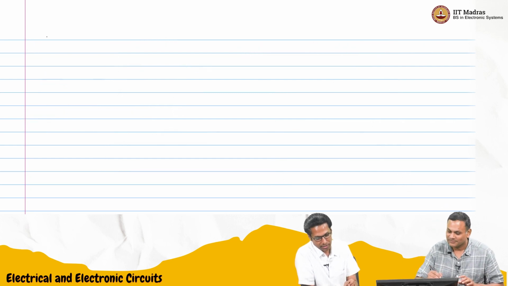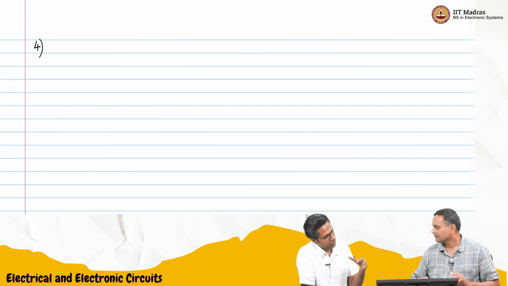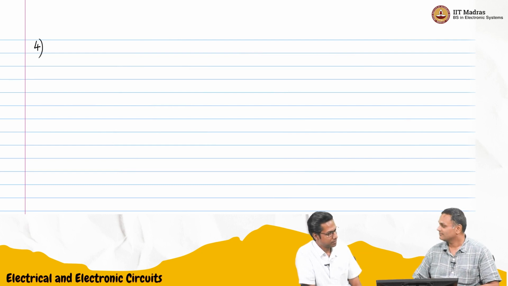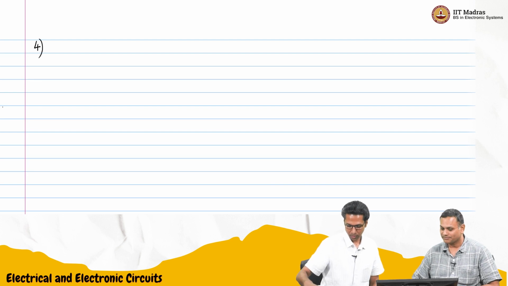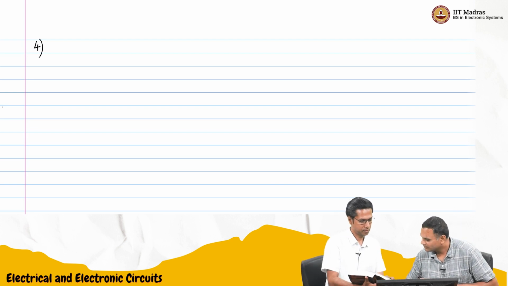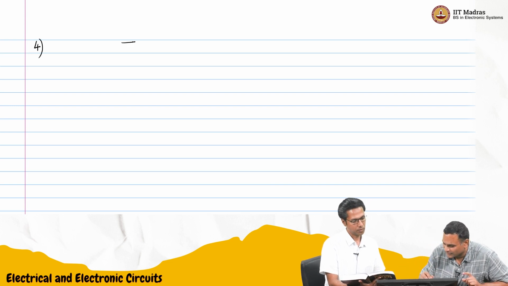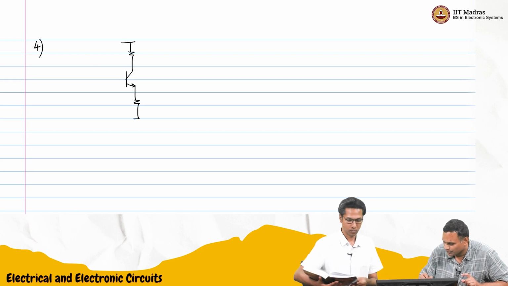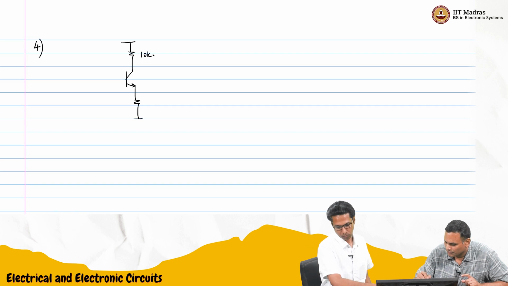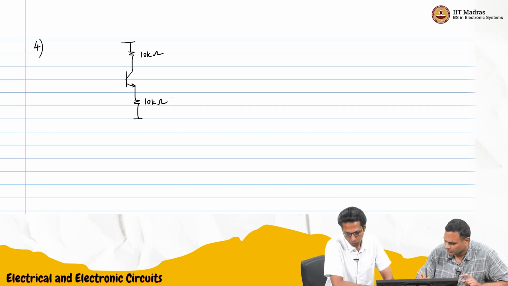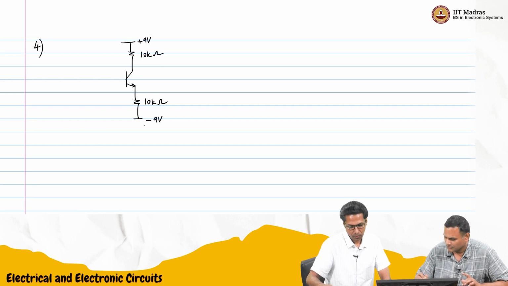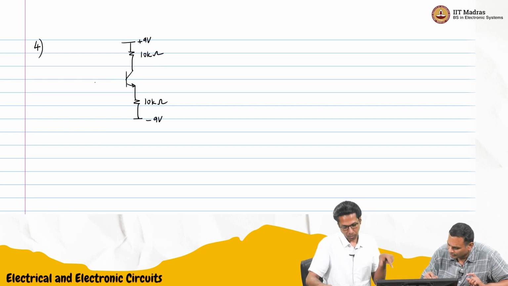So now we will take something where we apply plus and minus VCC. I have one like that here. An NPN transistor this time. I'll draw the circuit. In the collector and emitter, we have 10 kilo ohm each, and the supplies are plus 9 and minus 9. From the base to ground, there is a 10 kilo ohm resistor.